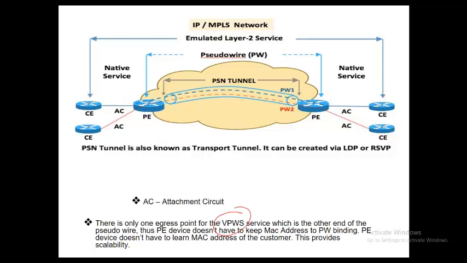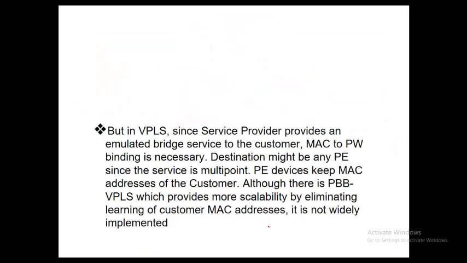But for VPLS, it has to maintain the MAC address. In VPLS, since the service provider emulates the bridge service, meaning layer 2 switch service to the customer, the MAC to pseudo wire binding is necessary. The destination might be any PE since the service is multipoint. You may have multiple PEs. PE devices keep the MAC address of the customer.